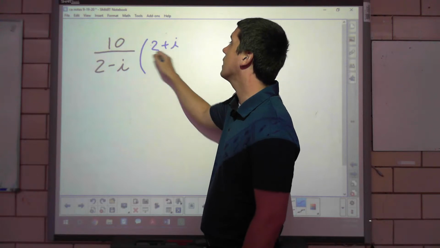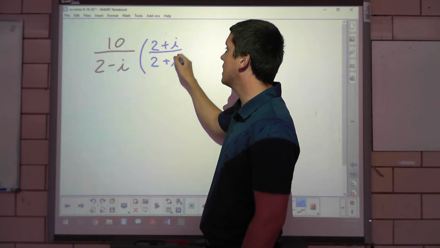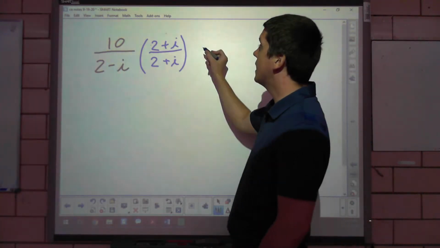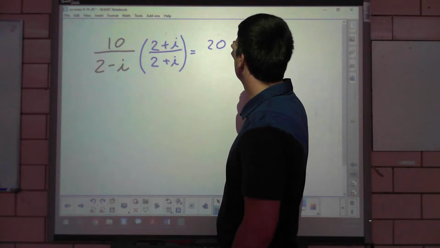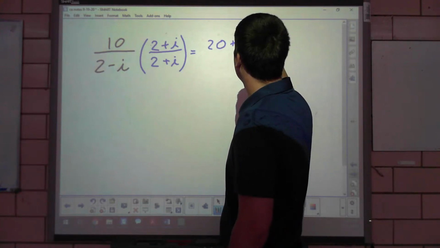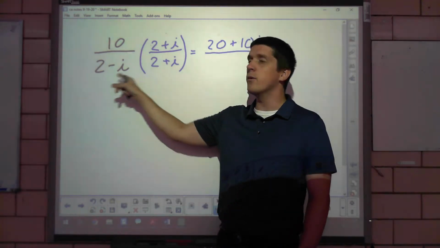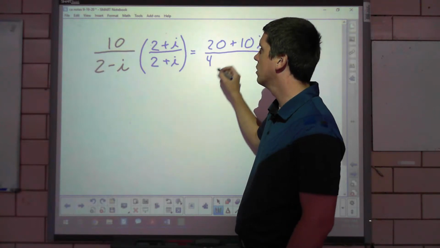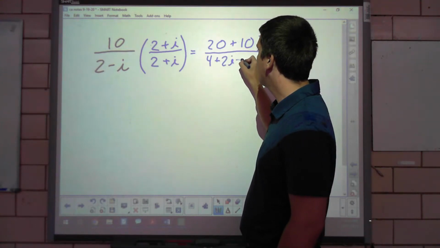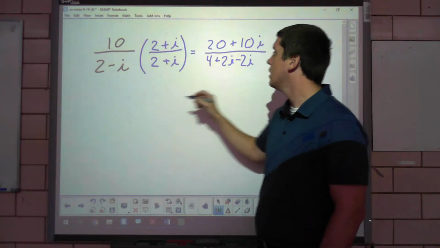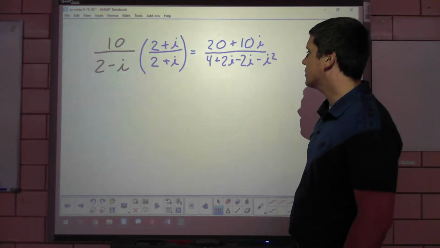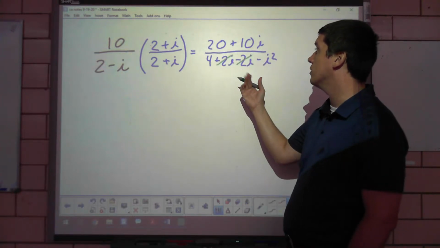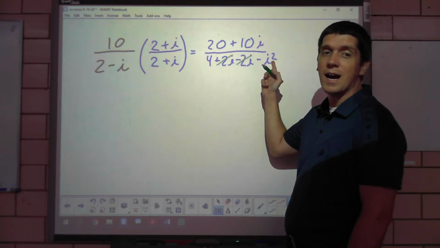2 plus i to the top and bottom. And again, as long as it's the same thing on top and bottom, then it's fine. Distribute the 10 on the top, so we get 20 plus 10i over, and then we need to FOIL this out. So when we FOIL that out, we're going to end up with 4 plus 2i minus 2i, and then minus i squared. So notice these things are going to cancel each other out. Awesome. And we know that i squared is -1.